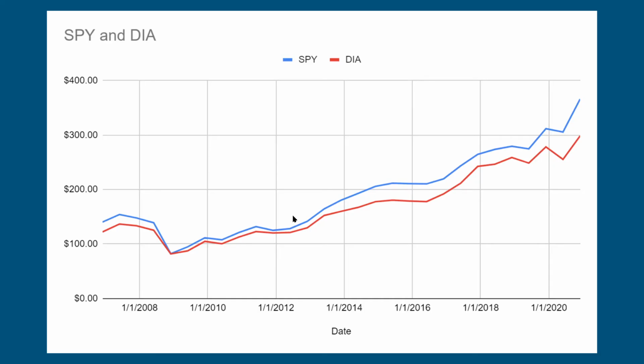Asset correlation. Correlation is how similarly two different underlyings move in relation to each other. So in this example, SPY is the S&P 500, DIA is the ETF for the Dow Jones Industrial Average. We see that over time they move in very, very similar fashions, okay? They look almost identical, right? Because they're so highly correlated. So this is high correlation.